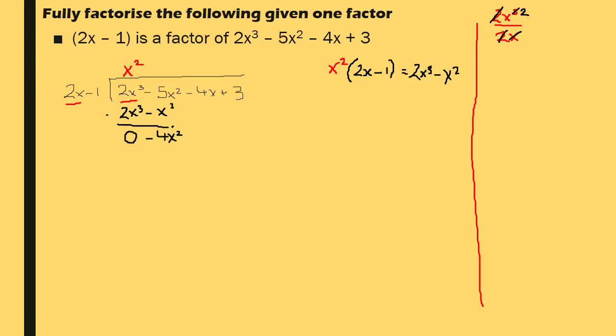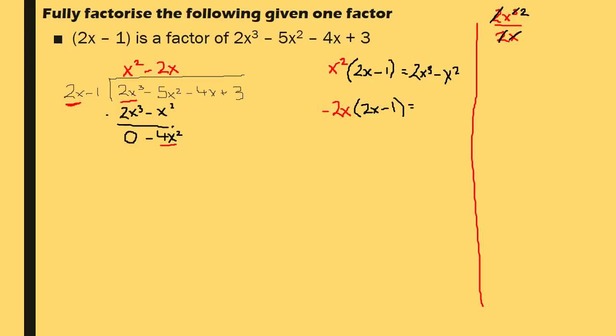And then I'm going to do the same thing as I did before. So I'm going to see how many 2x's go into 4x squared. I can do the same process again, but if I do that, I will find that it is minus 2x. And if I do minus 2x, I'm going to multiply it by my original bracket now. So minus 2x multiplied by 2x minus 1.